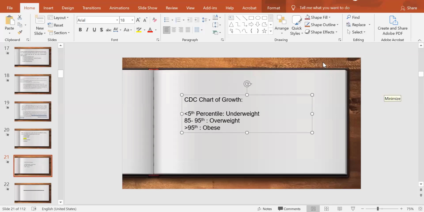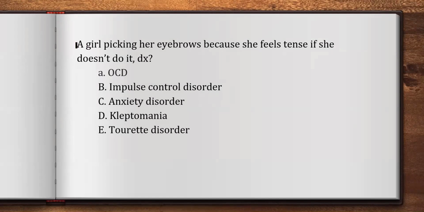So for weight, the normal weight is between 5th to 85th. All right, 5th to 85th, that's normal. Above 85, it becomes either overweight or obese. So between 85 to 95, overweight. More than 95, that's obese. Clear? Cool. The next one, a girl picking her eyebrows because she feels tense if she doesn't do it.